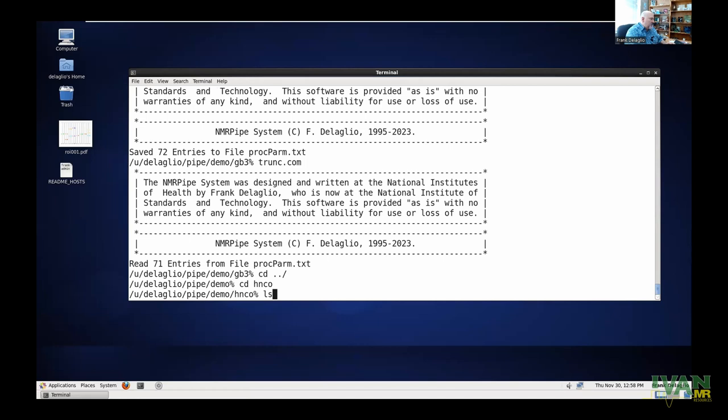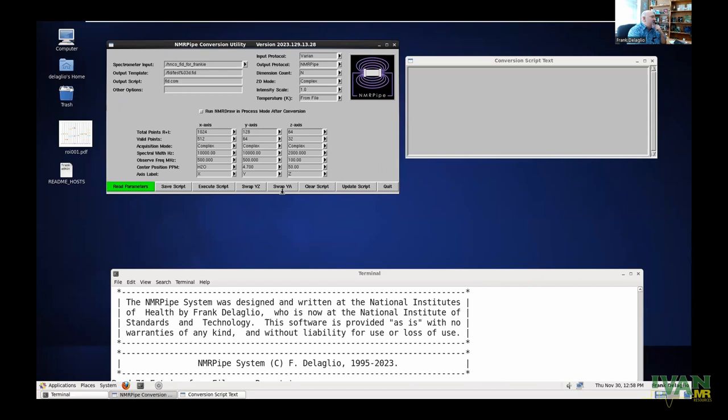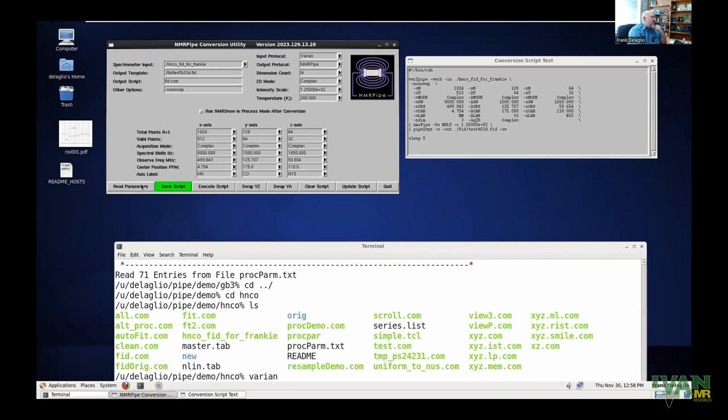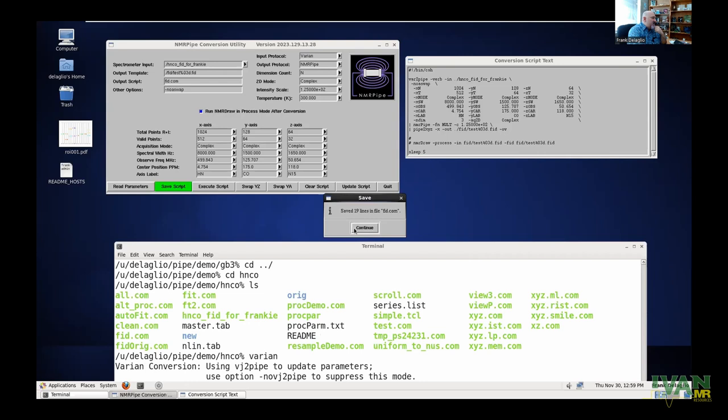We're going to look at a 3D HNCO. This is data measured on a Varian spectrometer, so we use the Varian conversion interface. And like before, we read the parameters from the parameter file. We can run NMRDraw in process mode after the conversion. So we're going to save this conversion script and execute it.